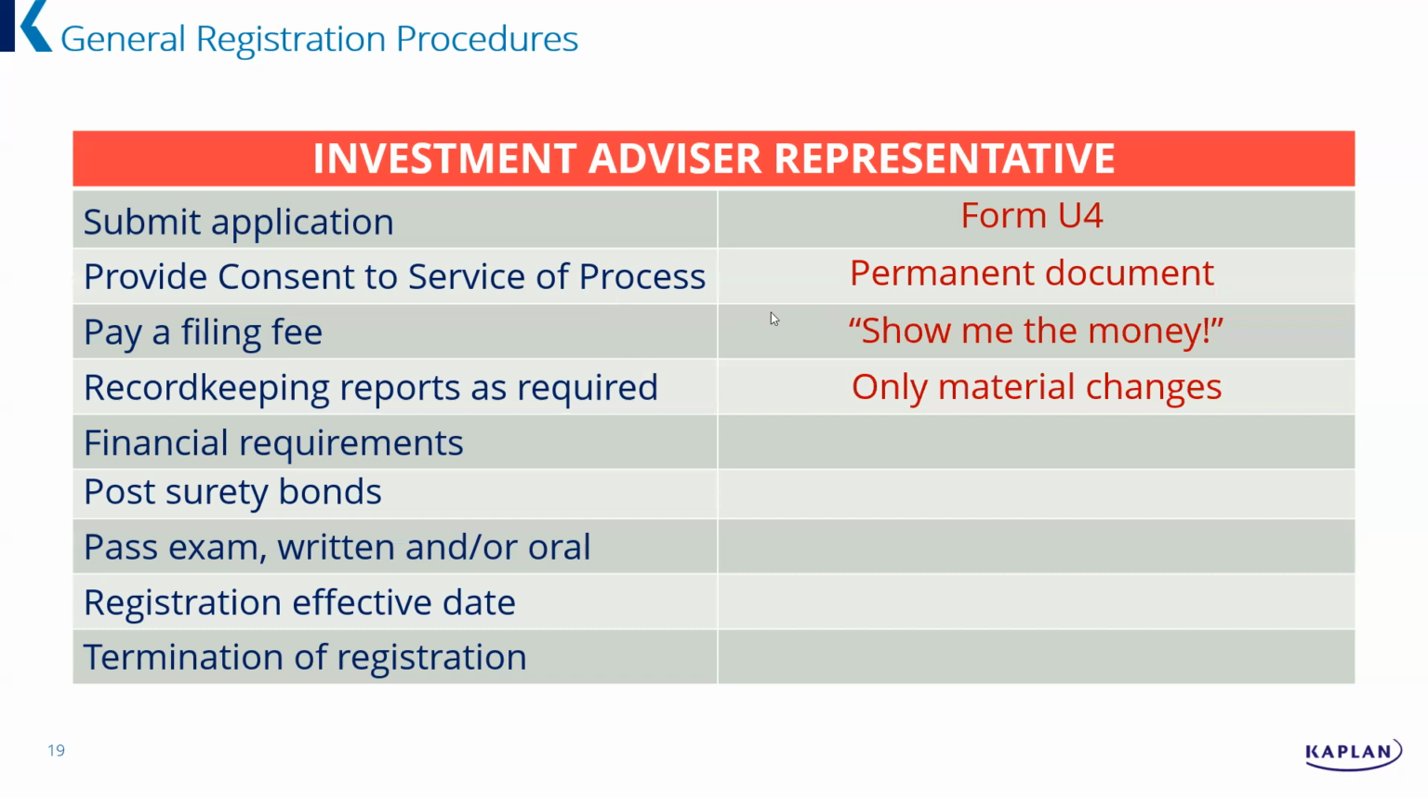Do you have a financial requirement to be an investment advisor representative? You do not. Welcome to our business, right? But you do have to disclose your bankruptcy. That would be again on the U4. But you have no net worth requirement. Post surety bonds, you do not have to do that.